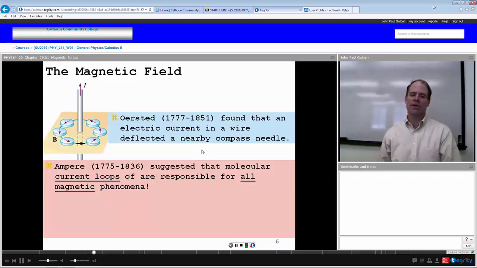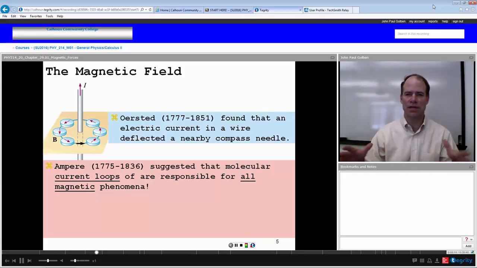Andre Ampere suggested that molecular current loops are responsible for all magnetic phenomena. And even though the atom was not proposed yet, he was correct. As you go down into the atom, where electrons are moving around, electric charges are moving, hence changing their electric field, that is the ultimate source on that scale of magnetic fields.